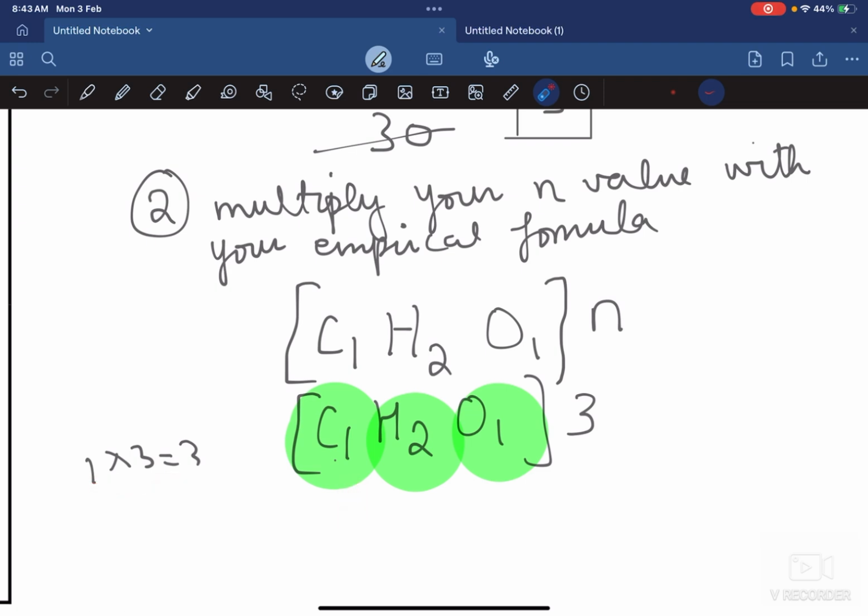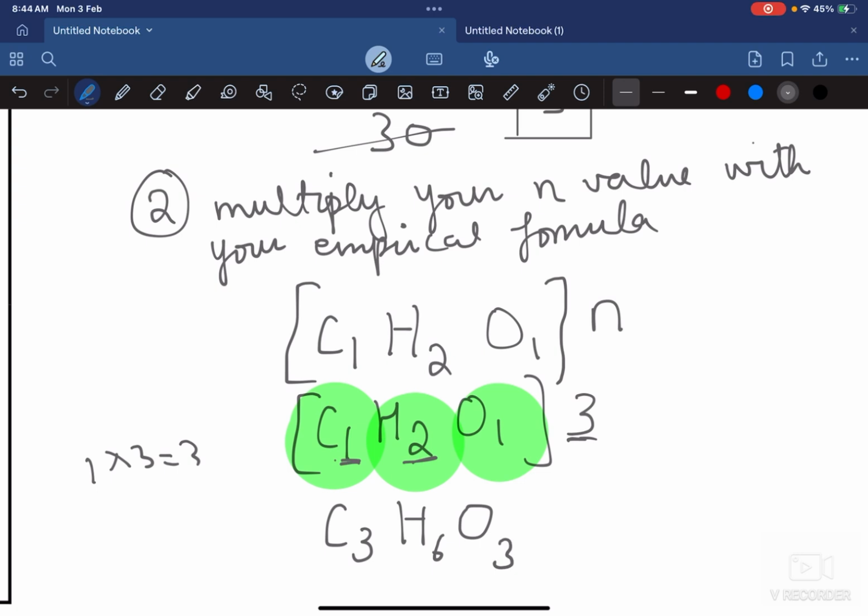फिर ये जो हमारा 2 है ना हाइड्रोजन का, इसको हम अपने n से मल्टीप्लाई कर देंगे. n क्या है? 3. फिर इस 1 को भी n से मल्टीप्लाई करना है. Multiply your n value with empirical formula, मतलब इनके नीचे जो जो values हैं they are all going to be multiplied with n. ठीक है, जब कार्बन के इस 1 को 3 से मल्टीप्लाई किया तो 3 आंसर आया. C3H. इस 2 को 3 से मल्टीप्लाई किया तो आया 6. और जब इस O के 1 को 3 से मल्टीप्लाई किया तो आंसर आया 3.